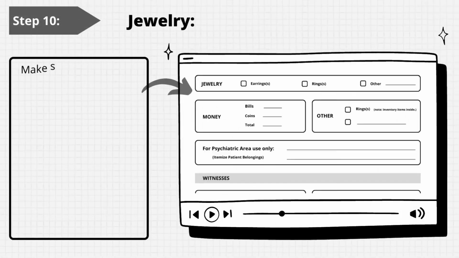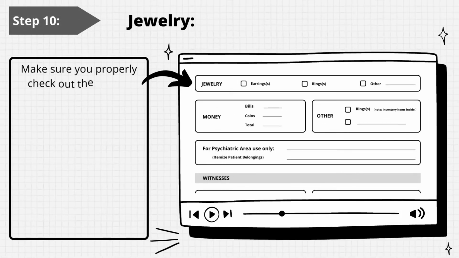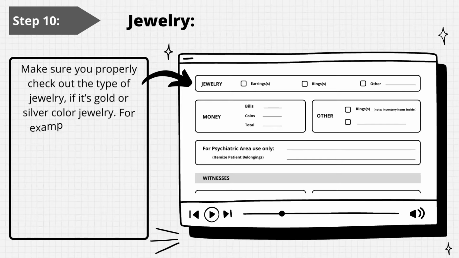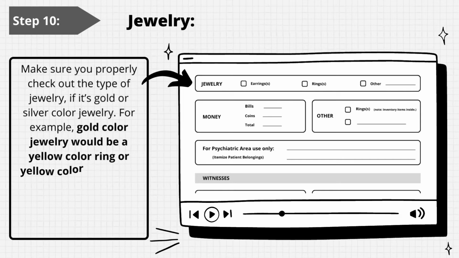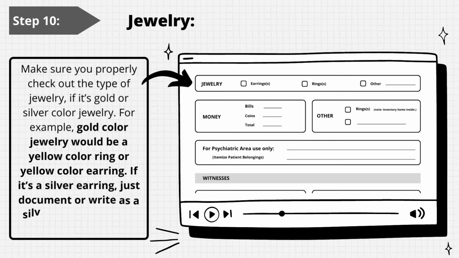Step 10. Jewelry. Make sure you properly check out the type of jewelry, if it's gold or silver color jewelry. For example, gold color jewelry would be a yellow color ring or yellow color earring. If it's a silver earring, just document or write as a silver color earring or ring.